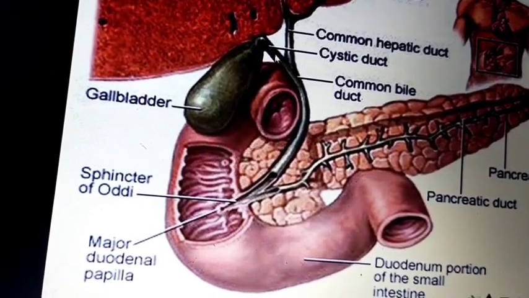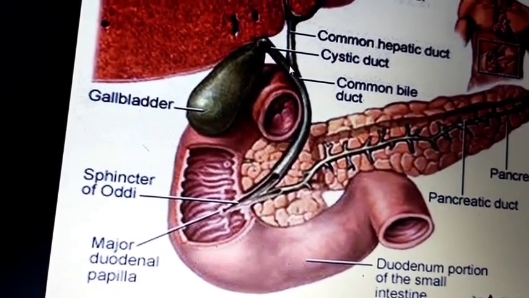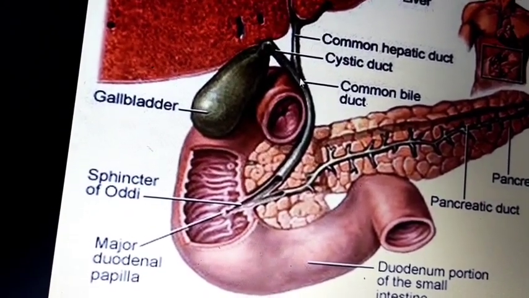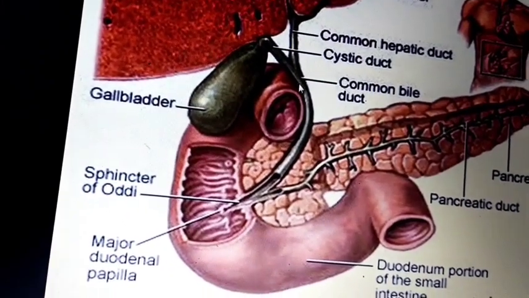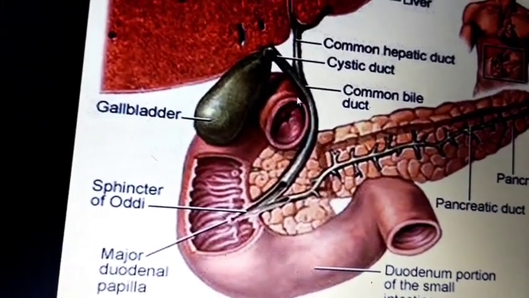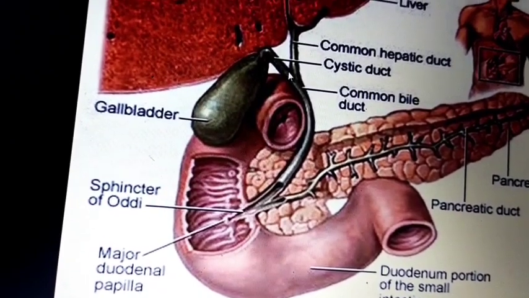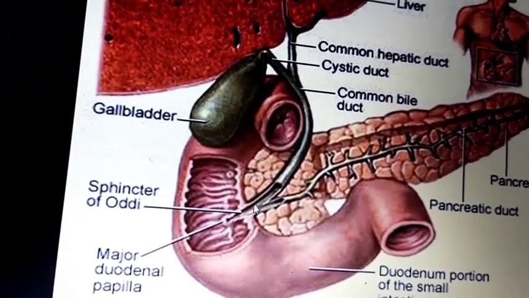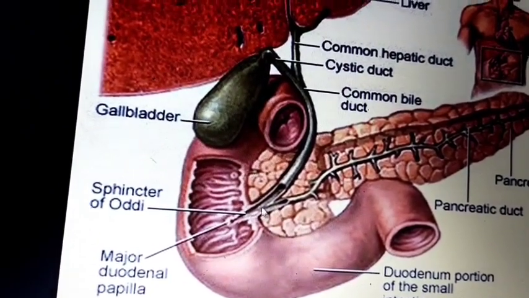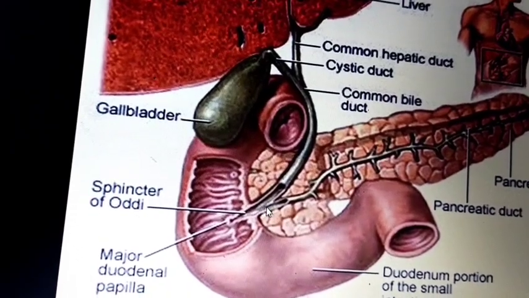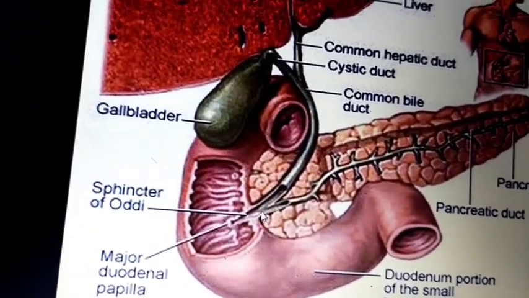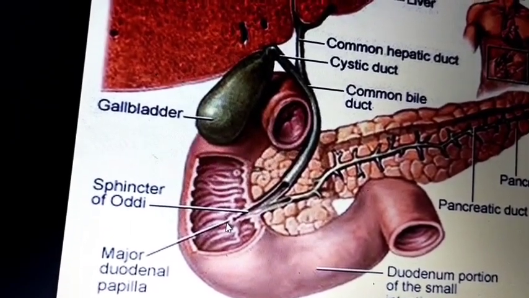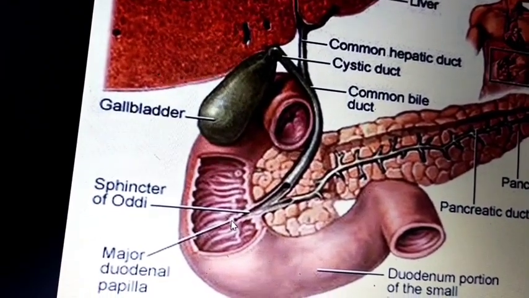It is present in the lesser omentum, and it is just lateral to the portal vein and hepatic artery. Okay, then it runs downwards, backwards, and further downwards, and joins with the pancreatic duct, forming the hepatopancreatic ampulla or ampulla of Vater, and that opens into the second part of the duodenum, forming the major papilla.